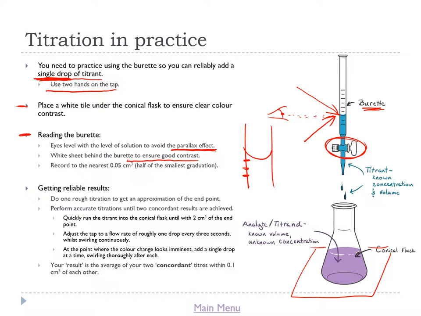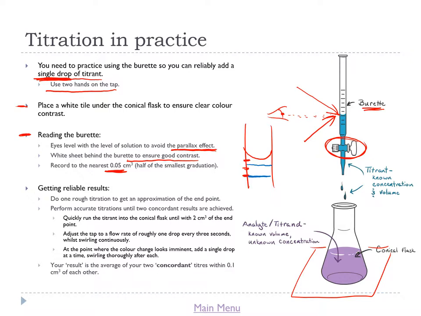And the last thing is to make sure you read to the nearest 0.05 centimetres cubed, so that is half of a graduation. So if we look at my little red graduations here, you need to judge whether it is exactly in line with one or if it is halfway between, and so record to 0.00 or 0.05. That's the level of accuracy you should be able to get with a burette.